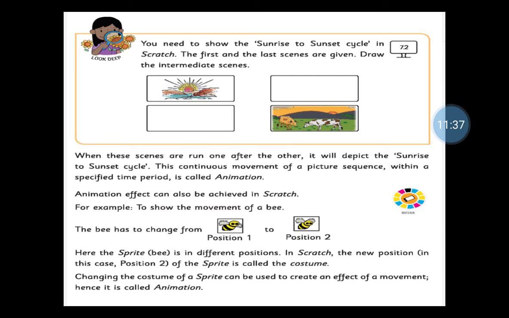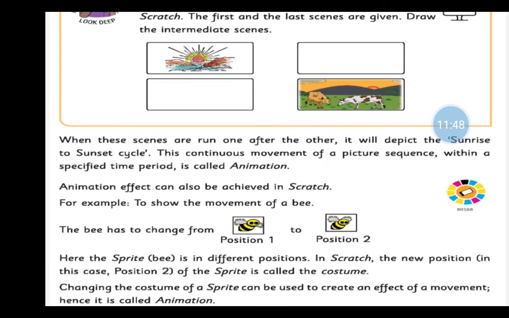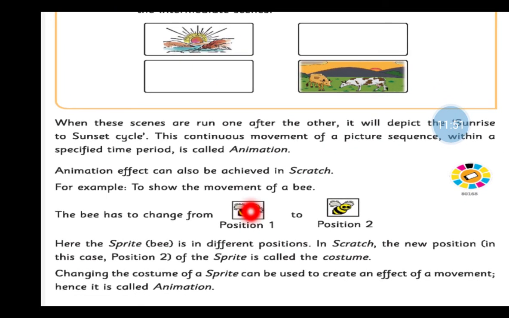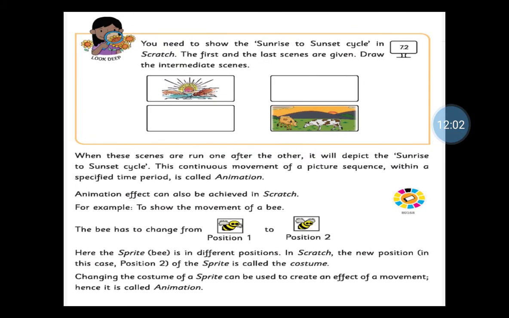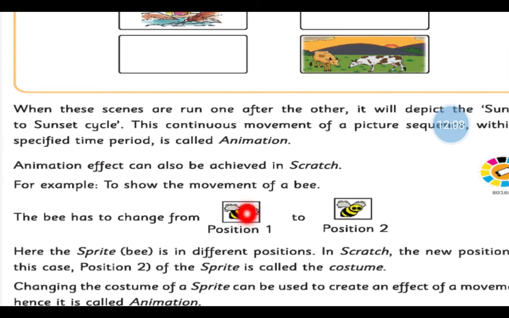So animation effect can also be achieved in Scratch. That animation you can create in Scratch also. For example, to show the movement of a bee. You can see this example. This is a bee, right? And this is also the same bee only. But the bee has to change from position 1 to position 2. Just observe this bee image and this bee image. You can see some difference, right? This bee has changed position, right? So this is the animation.